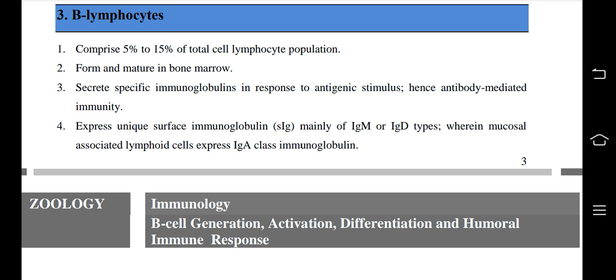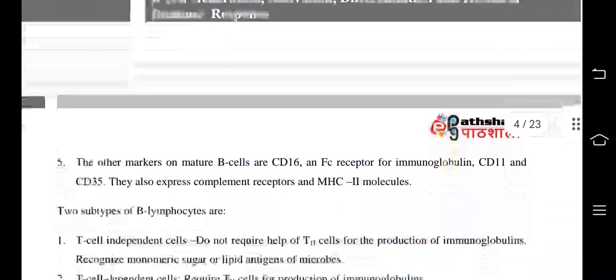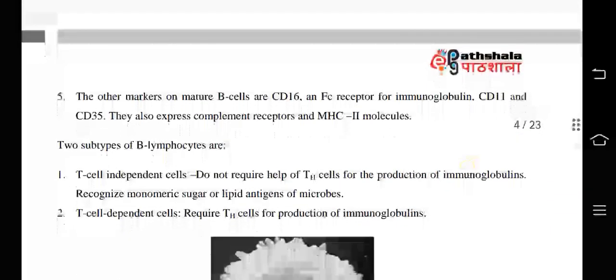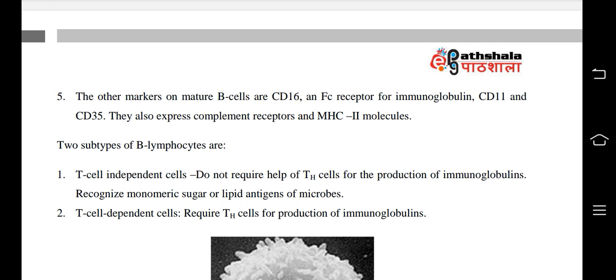They express unique surface immunoglobulin (sIg), mainly of IgM or IgD types, whereas mucosal associated lymphoid cells express IgA class immunoglobulin. The other markers on mature B cells are CD16, an Fc receptor for immunoglobulin, CD11 and CD35. They also express complement receptors and MHC II molecules.